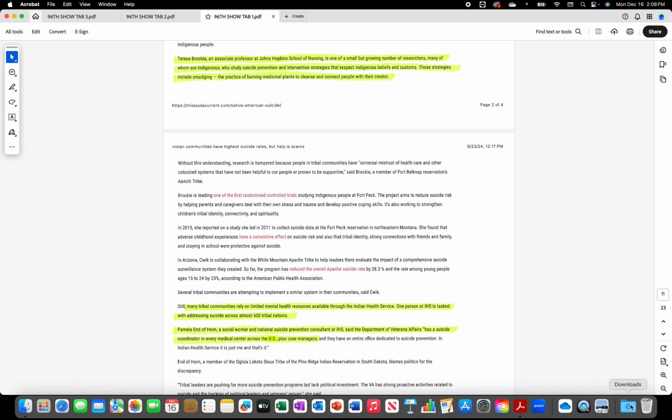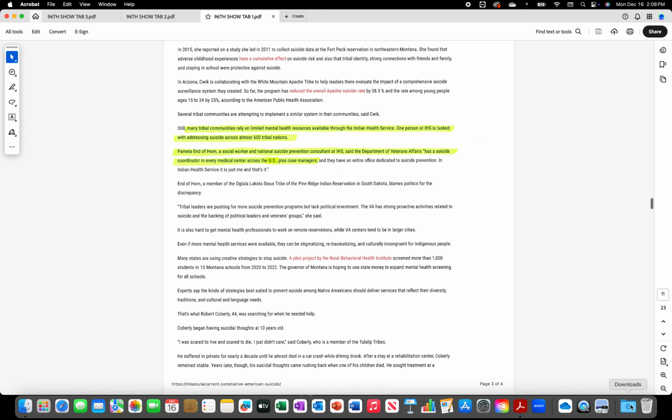Those strategies include smudging, the practice of burning medical plants to cleanse and connect people with their creator. Sounds romantic, doesn't it?